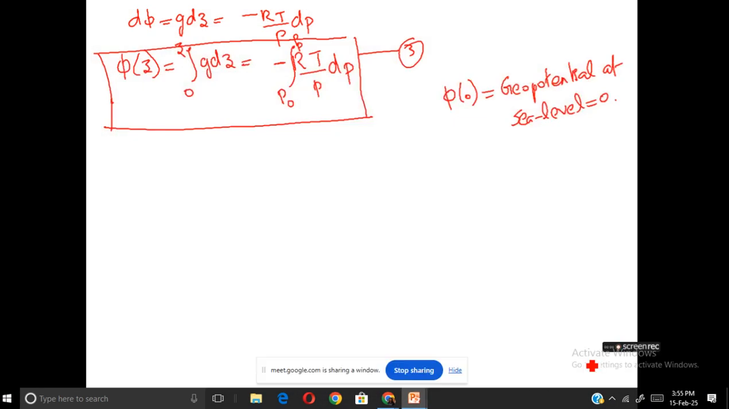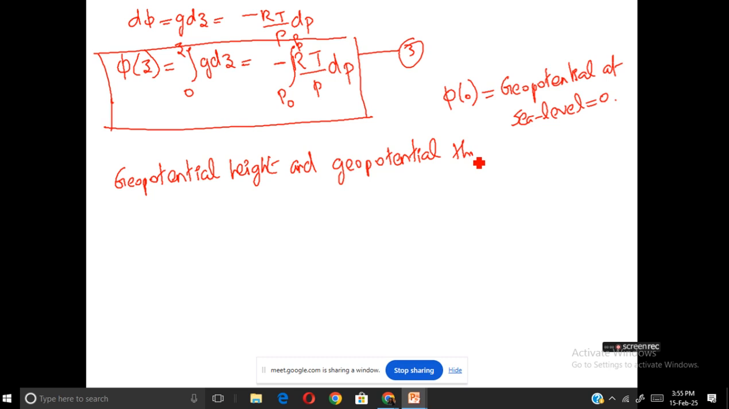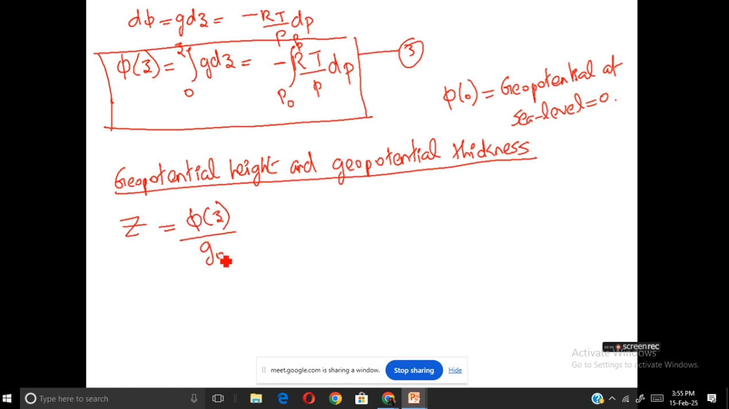So that is all about geopotential. Now let's see another two terms, which is geopotential height and geopotential thickness. So geopotential height Z is defined as phi of Z by g0.